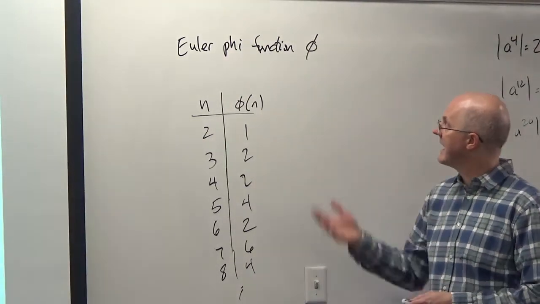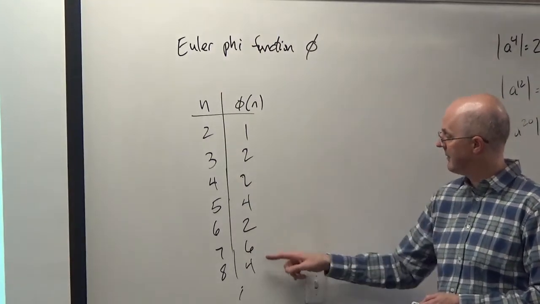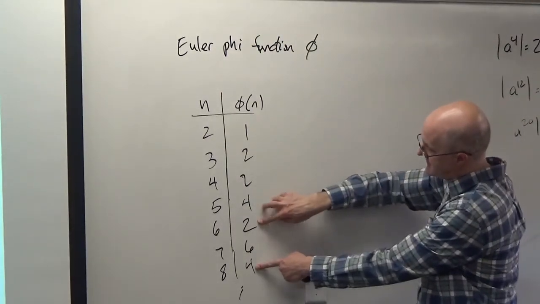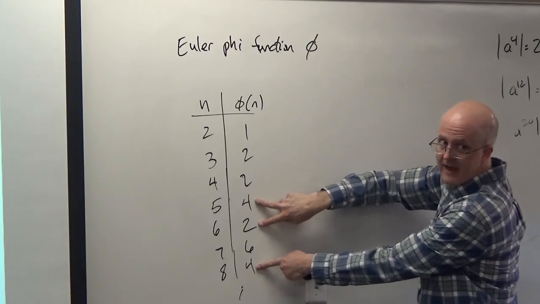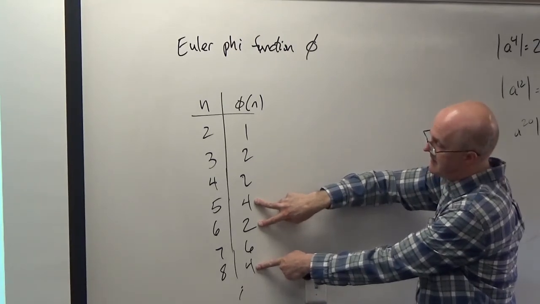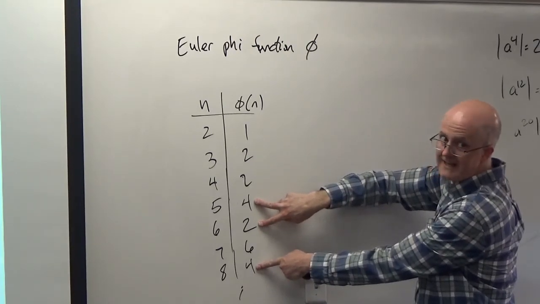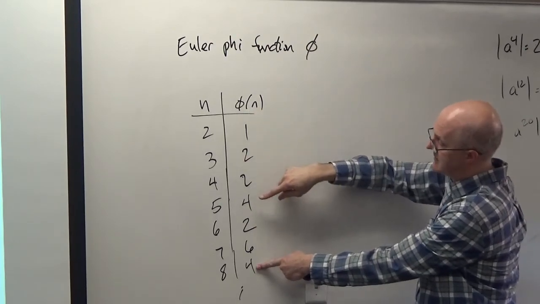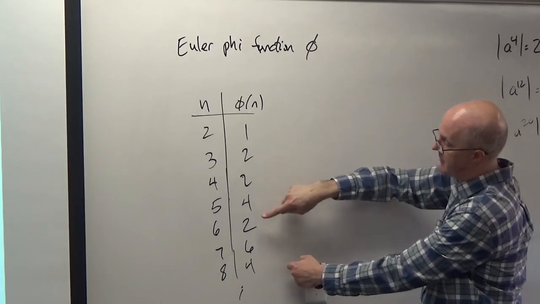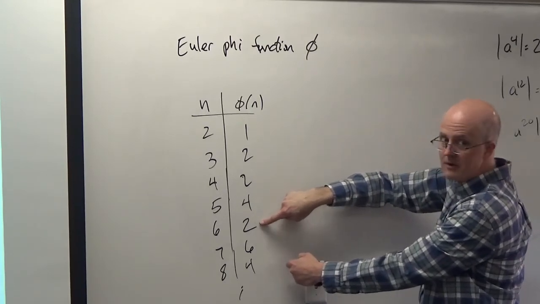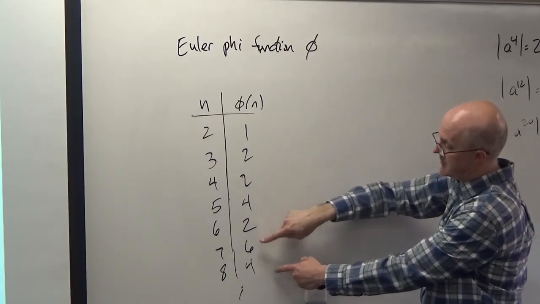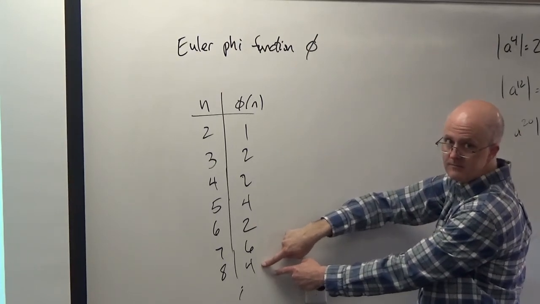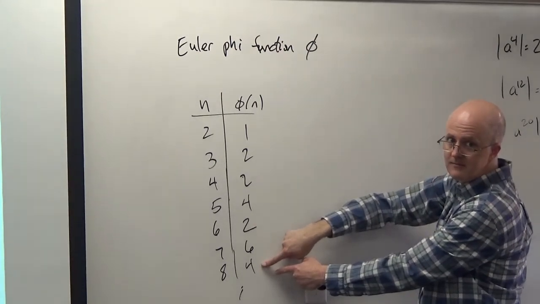By what we've just said with these examples, it should be clear that the number of generators of a cyclic group of order n is phi of n. The number of generators of a cyclic group of order 5 is 4. The number of generators of a cyclic group of order 6 is 2. The number of generators of a cyclic group of order 8 is 4. That's a fact.